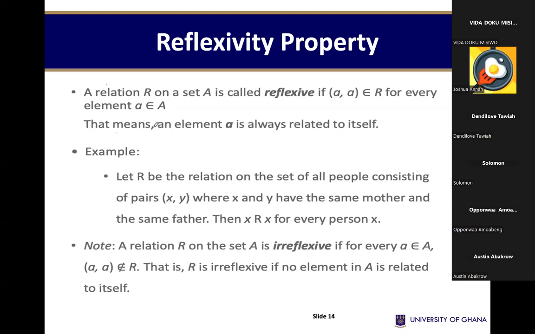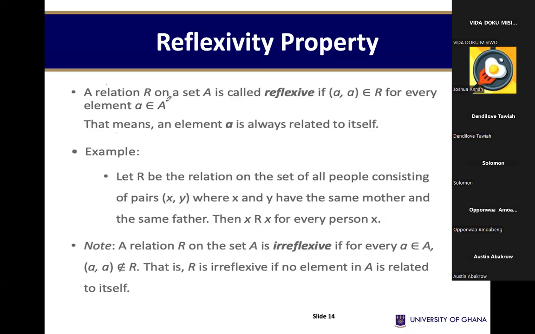So we're starting with the reflexive property, or the property of reflexivity. A relation R on a set A is called reflexive if A is related to A. In other words, if an element A in the set A is related to itself. So in that case, all the elements in A should be related to themselves.